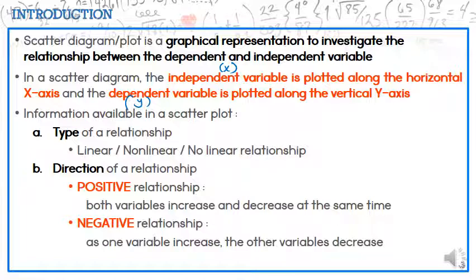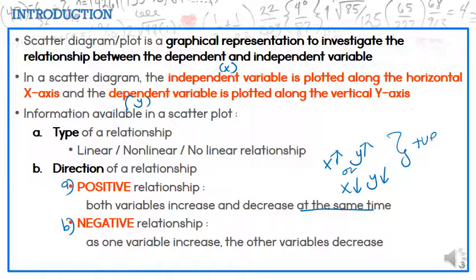And number two, we can see or identify the direction of the relationship. So, the direction of the relationship can either be a positive relationship or it can be a negative relationship. A positive relationship means that both variables increase and decrease at the same time. If x increases, y tends to increase. Or if x decreases, y tends to decrease. This is a positive relationship.